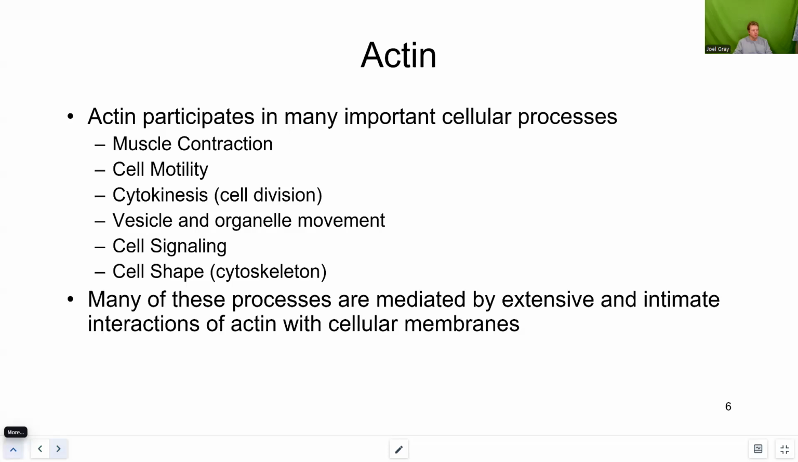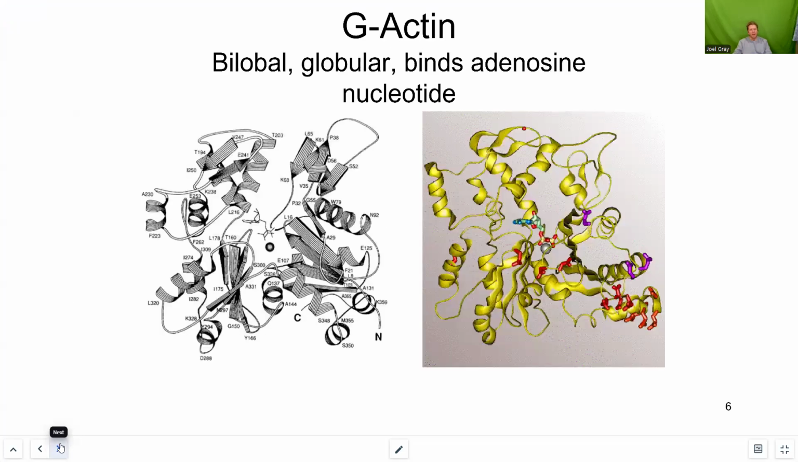And one thing that actin's also involved in with this vesicle and organelle movement is something I've always thought about, because of a talk I went to as a graduate student that presented actin as almost like a highway. There are proteins that jump onto actin, and that's how they move about the cell. So with this vesicle and organelle movement, it's these associations with actin that make them fairly mobile. Now, many of these processes are mediated by extensive and intimate interactions of actin with the cellular membranes, for example, the plasma membrane.